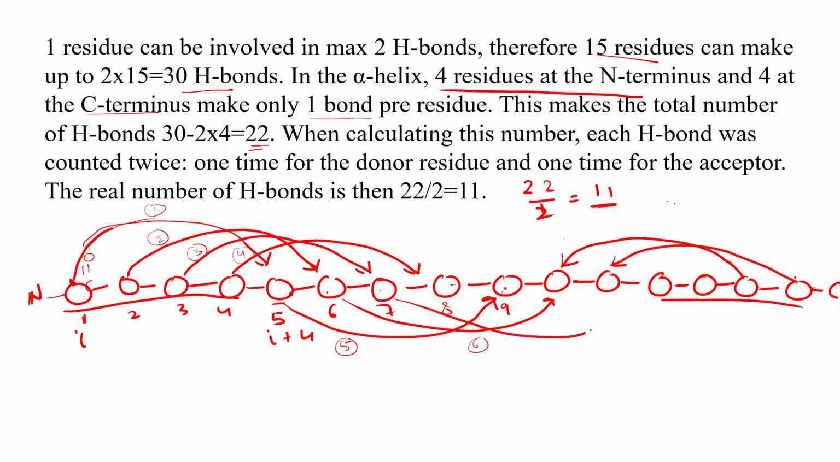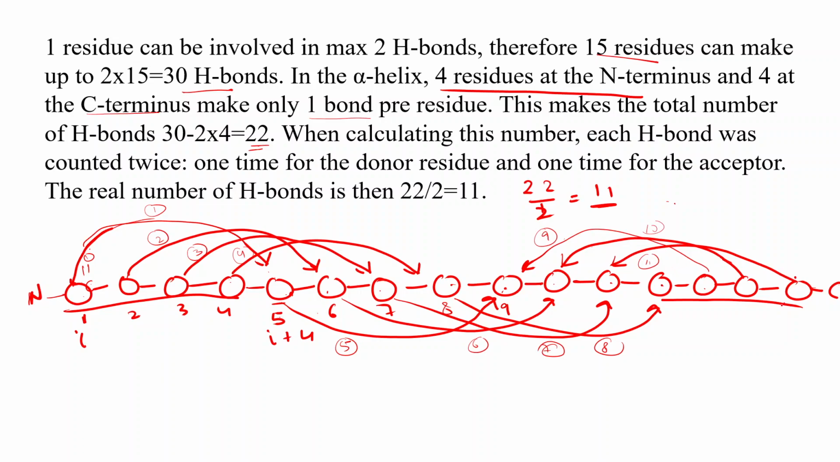Then for 7th, we will count this one. This is the 7th hydrogen bond. And for 8th, we will count this one. This is the 8th hydrogen bond. Okay. So for 8 also we have counted this. Now for 9, we have already counted this. Okay. So 9 plus 4 means 9, 10, 11, 12, 13. So 9 will make this hydrogen bond. So this will be the 9th hydrogen bond. Then this will be the 10th hydrogen bond, 11th hydrogen bond, and that's it.